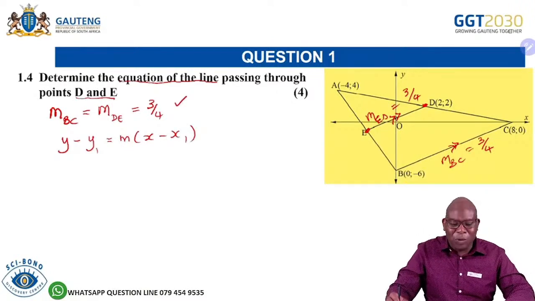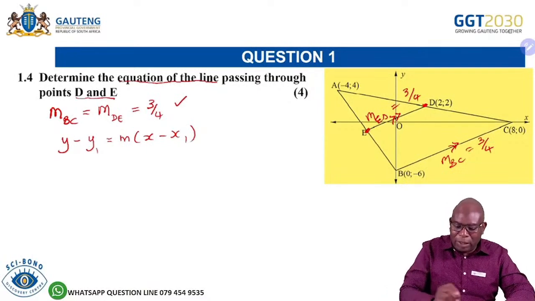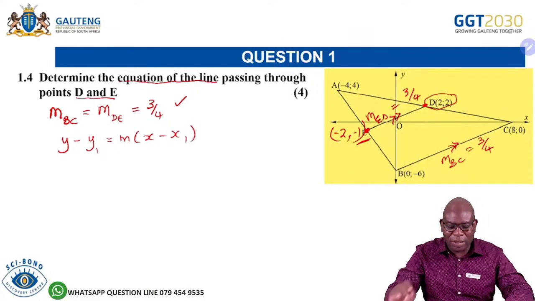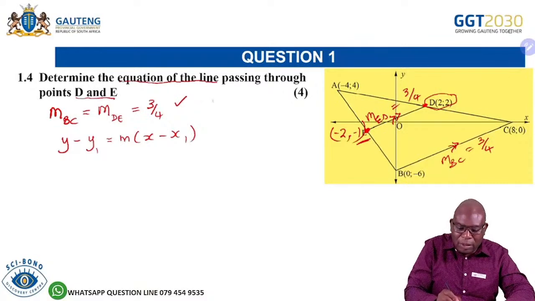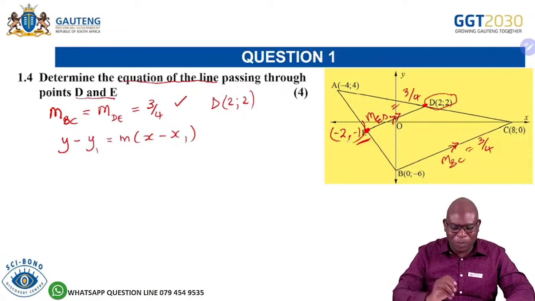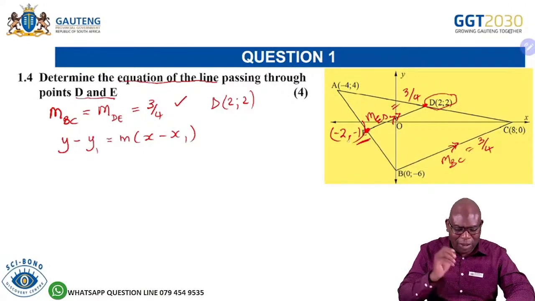You see? So now, I've got this point here that I got, which was minus 2 and minus 1. But I'm not sure about this point. Don't use it. Use the one that has been given to you, because it's on that line of DE. So I'm going to use point D, which is 2 and 2. And I hate working with negative numbers. I need positive numbers. Integers sometimes are tricky. So if I've got a chance to work with the positive values, let me do it.